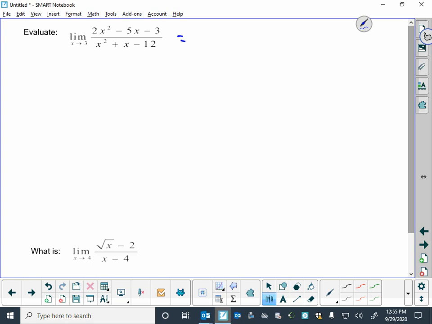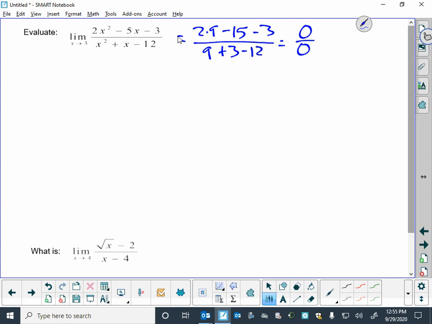First thing we're going to try to do is to plug that 3 in, which would give me 2 times 9 minus 15 minus 3, over 9 plus 3 minus 12. Which is 18 minus 3 is 15, minus 15. That gives me a 0 over 0, so that doesn't work in terms of telling me what's going on.